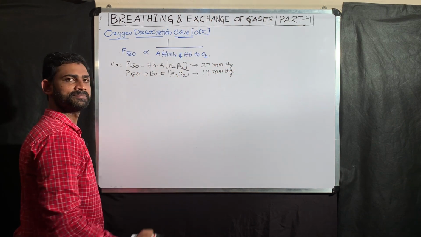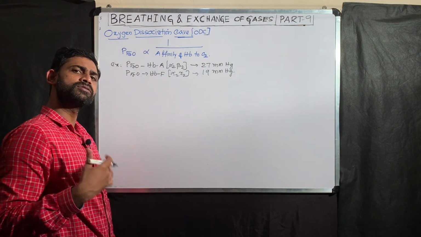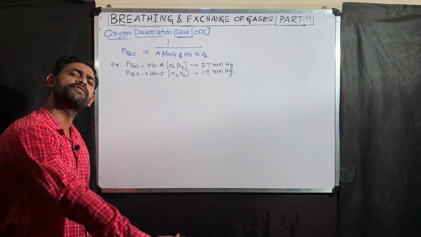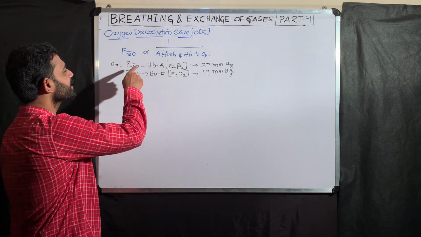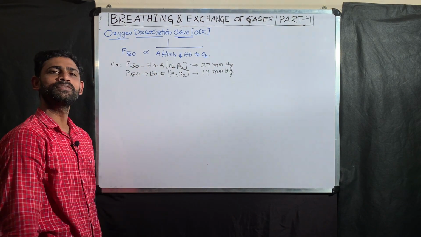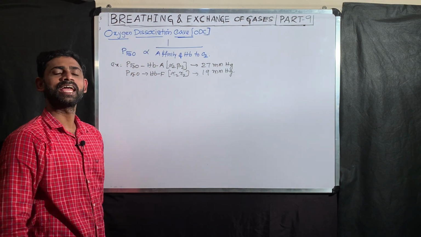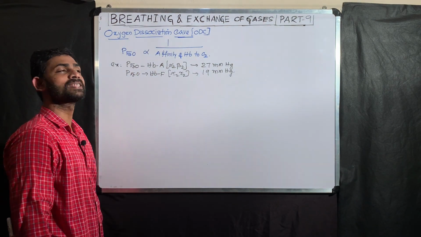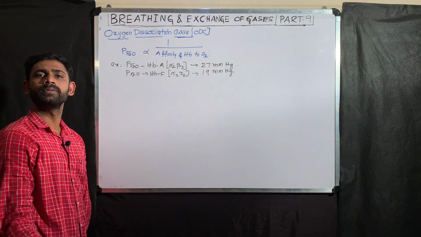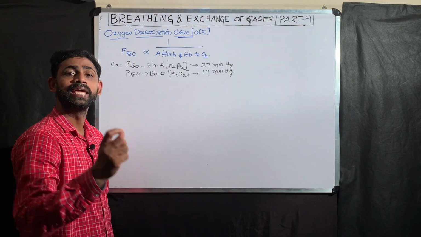Now I am asking you, HbA has affinity towards oxygen, HbF also has affinity towards oxygen. Among these, which one has more affinity towards oxygen? Definitely P50 is inversely proportional to the affinity. So which one has the lower P50 value? That is HbF. That is why, among these two, HbF definitely has more affinity towards oxygen. Hemoglobin in the fetus has a greater affinity towards oxygen than HbA.